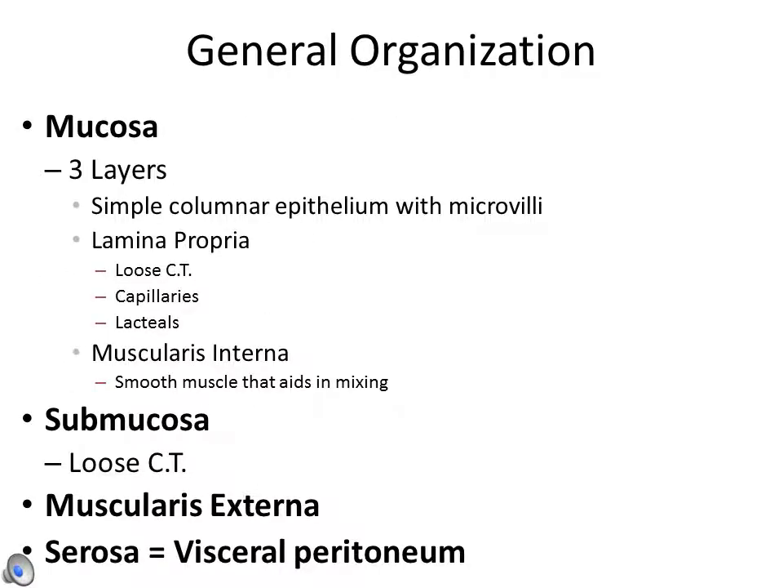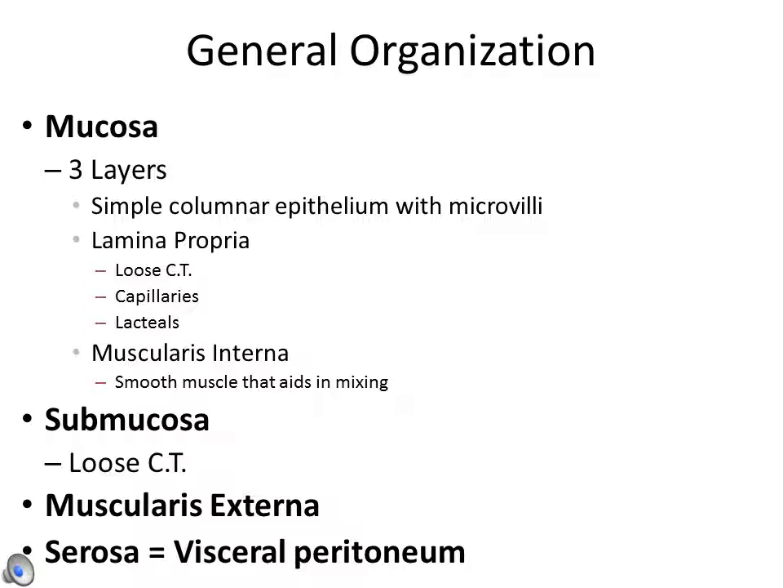The intestines are organized generally in four layers: the mucosa, the submucosa, the muscularis externa, and the serosa, which is also known as the visceral peritoneum. The mucosa is the innermost layer and is further divided into three layers. The innermost layer is the simple columnar epithelium with microvilli. The microvilli are finger-like projections that increase the surface area of the inner surface of the intestine to aid in absorption of vital nutrients.